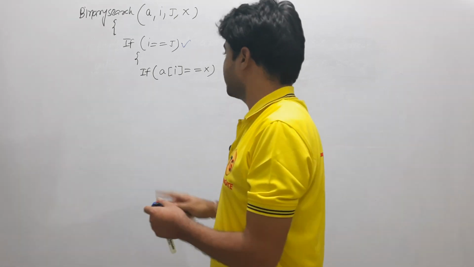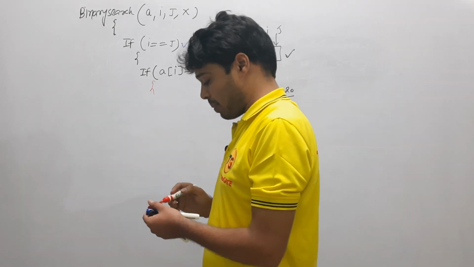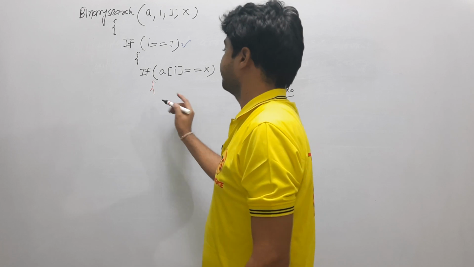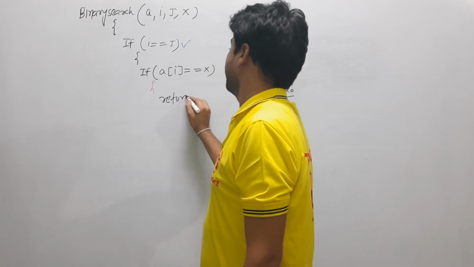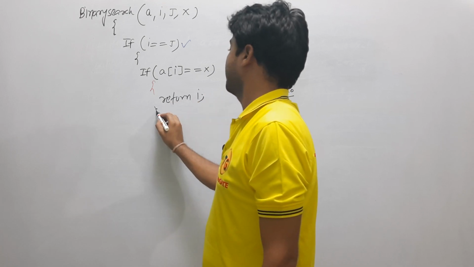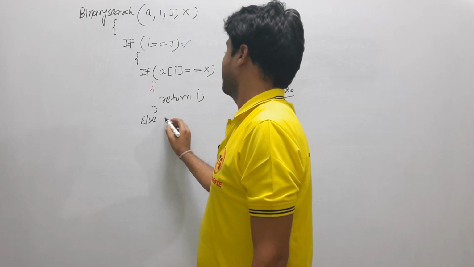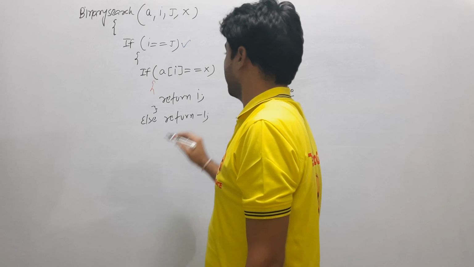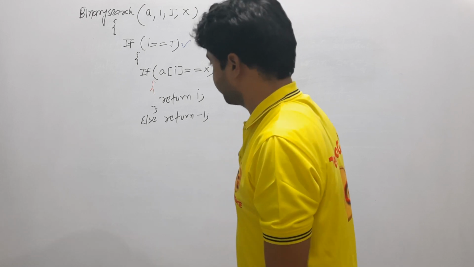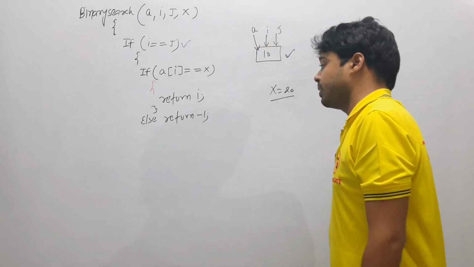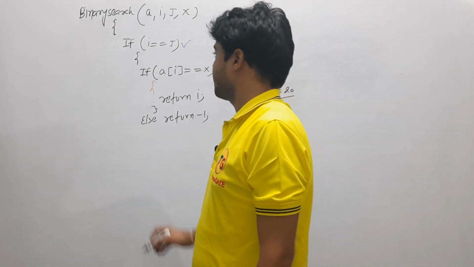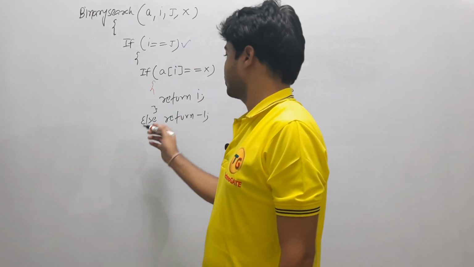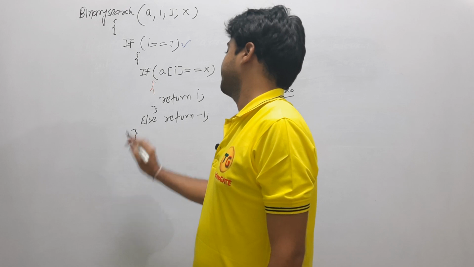If it is, then return i, else return -1. Clear? Else return -1. That is the case when one element is there.